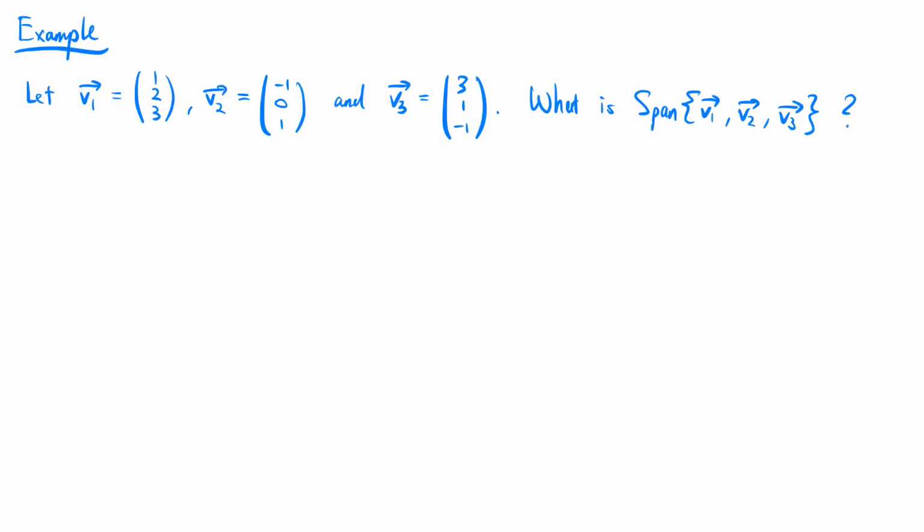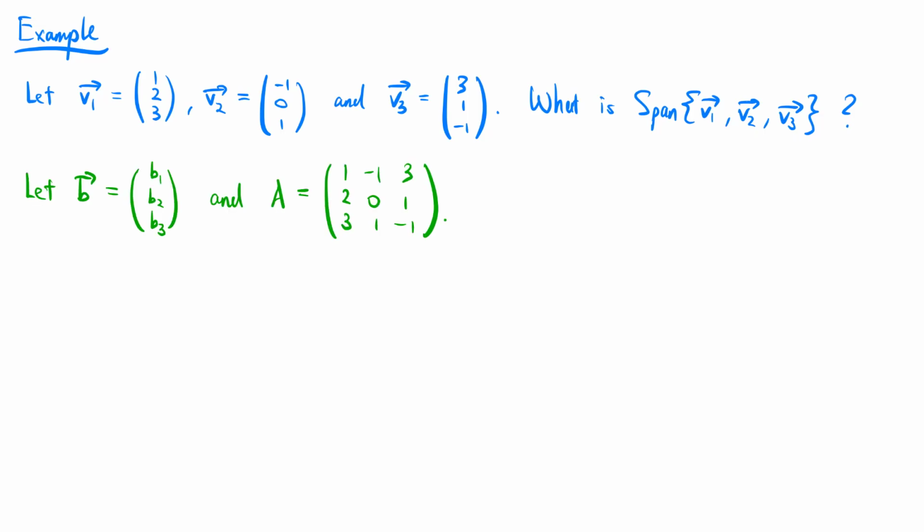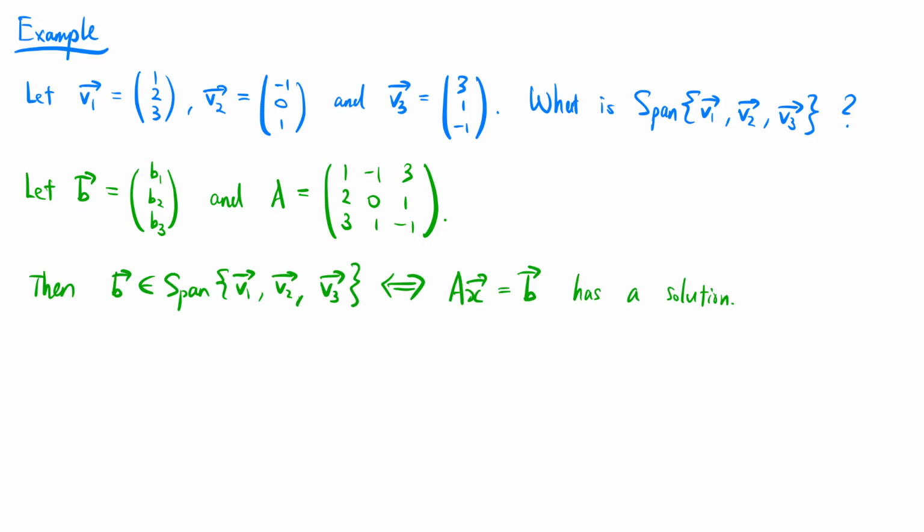Let's see an example. Let V1 be the vector 1, 2, 3, V2 be the vector -1, 0, 1, and V3 be the vector 3, 1, -1. What is the span of V1, V2, and V3? Let B be the vector B1, B2, B3, and A be the matrix 1, -1, 3, 2, 0, 1, 3, 1, -1. Then B is in the span of V1, V2, V3 if and only if A times x equals B has a solution.